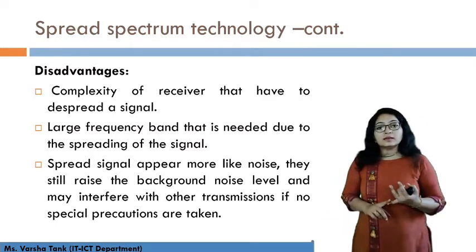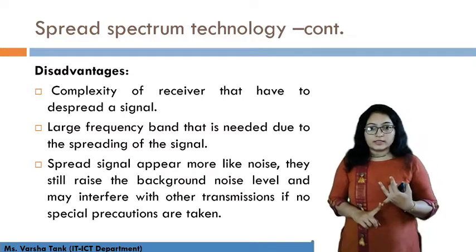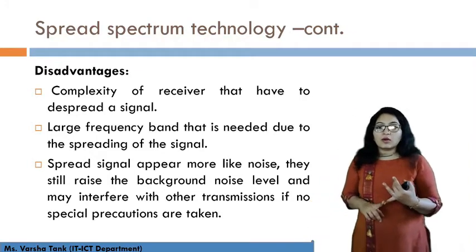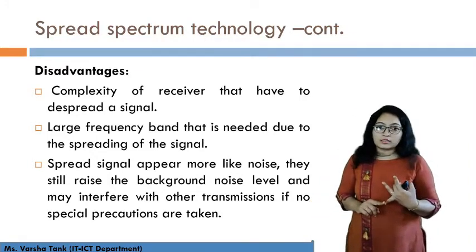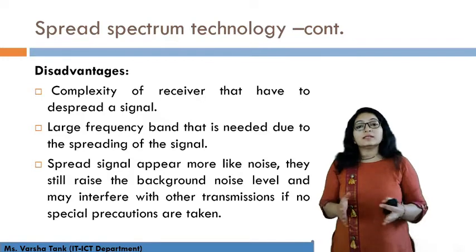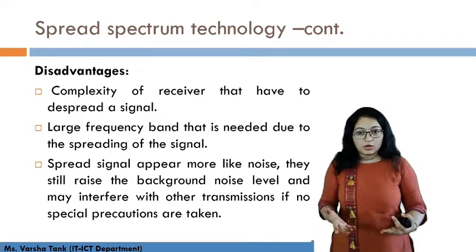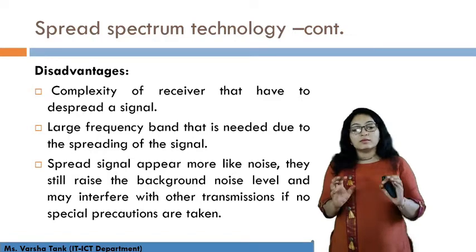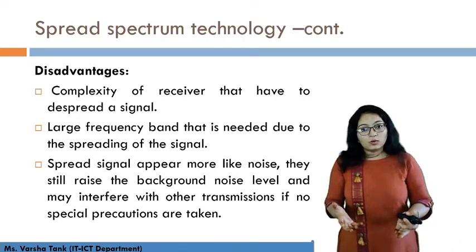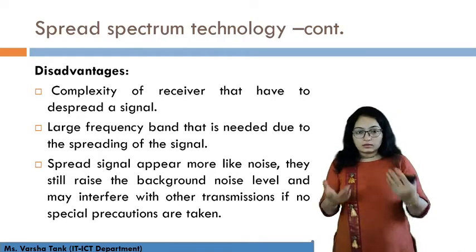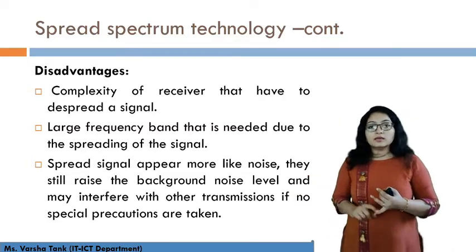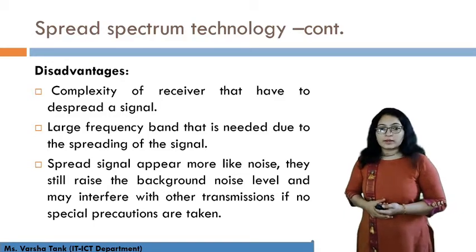Next, the spread signal appears more like noise. If you spread the signal, it will appear like noise. It still raises the background noise level and may interfere with other transmissions if no special precautions are taken. As you spread the signal, there will be much more noise compared to the original signal. But here you can separate the noise signal from the original signal. So these are the disadvantages of spread spectrum technology.